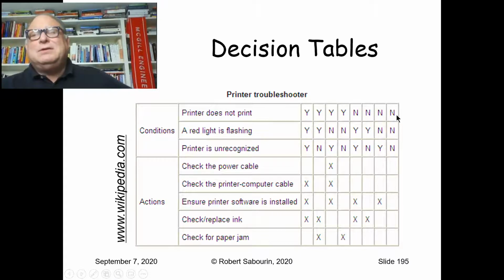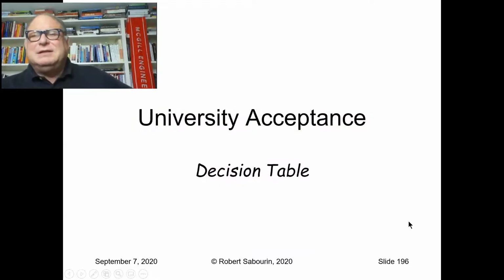The last one here, no. If no, the printer is not printing, i.e. the printer is working fine, no light is flashing, and no, the printer is unrecognized, so the printer is recognized, then there's no action to do. There's no reason for a support call. So we read these top to bottom, 1 column at a time for the business rules. So in this case, we have 8 columns with 8 rules. Each one is distinct. They're basically set up in a way that they cannot be optimized further than that.